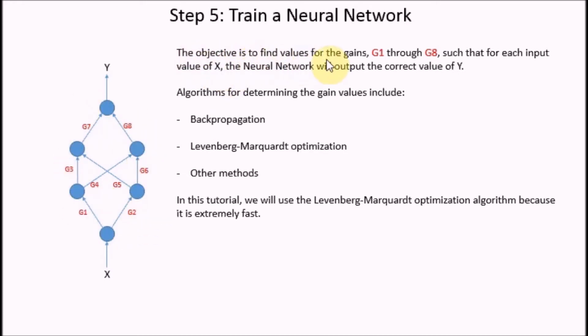So the objective is to find values for the gains G1 through G8 such that for each input value of X, the neural network will output the correct value of Y. And as I said before, this is both obviously for the training case as well as the test data. So algorithms for determining the gain values include backpropagation, which is very, very old, Levenberg-Marquardt optimization, and there's other methods. I've always used the Levenberg-Marquardt optimization. It is extremely fast and has worked across all types of applications, but you can pick whichever one you like. As I said, in this tutorial, we will use the Levenberg-Marquardt optimization algorithm because it's very fast.